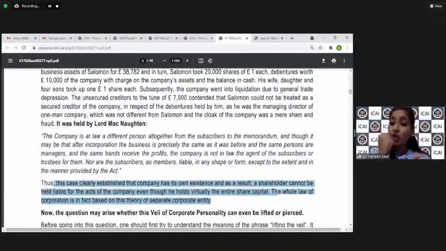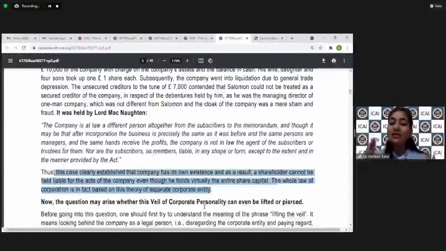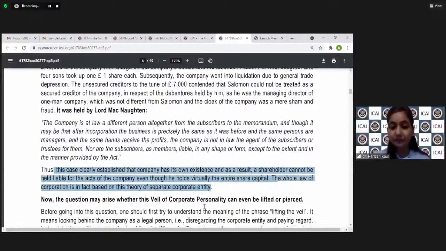Once you are registered as a company, once you are incorporated, even if you are holding the entire share capital, still the company is different and the shareholders are different. This is the benefit, the advantage that you have when you set up a company. So, a very interesting line: it says the whole of corporation is based on this theory of separate legal entity. The entire Companies Act is based on this concept of separate legal entity.